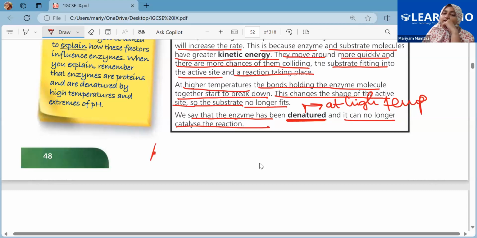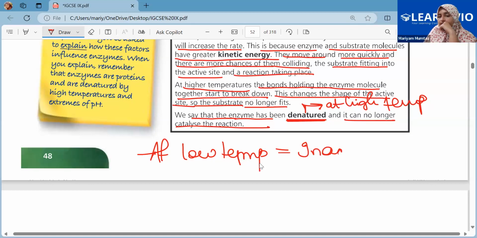Whereas at low temperature, the enzyme gets inactivated. So the enzyme only works at the optimum temperature. Clear?